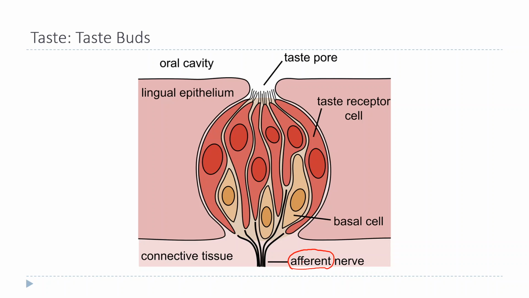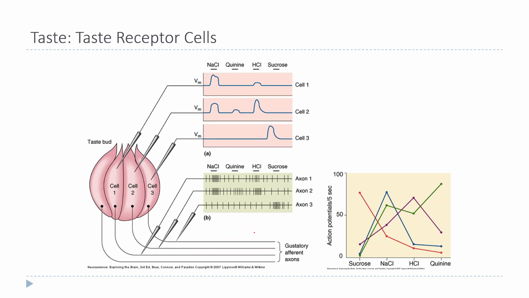So afferent just means anything that's bringing information back to the brain, and usually that refers to a sensory system. So this nerve is a bundle of axons, and each axon synapses with a single taste receptor cell. And so this is the axon that's going to take the signal from the taste receptor cells back to the brain.